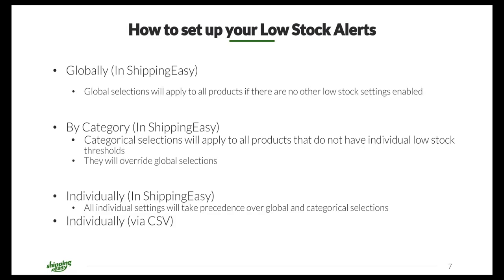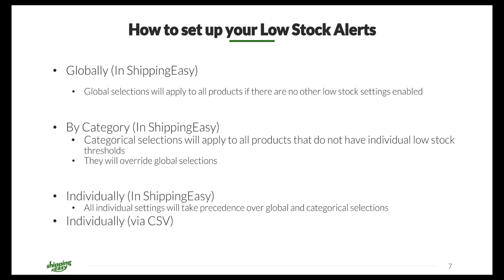So within ShippingEasy, there are going to be a few different ways to set up your low stock threshold. And with those comes the breakdown of what types of thresholds we have within our system. So there are going to be 3 separate types of low stock thresholds on ShippingEasy. The first one is the global threshold. The global threshold will apply when there are no other low stock selections that have been made. This is the only feature that's available under the inventory settings section of the settings page.